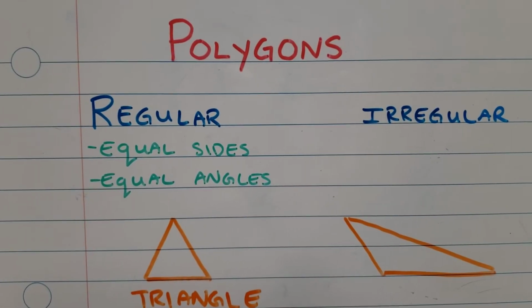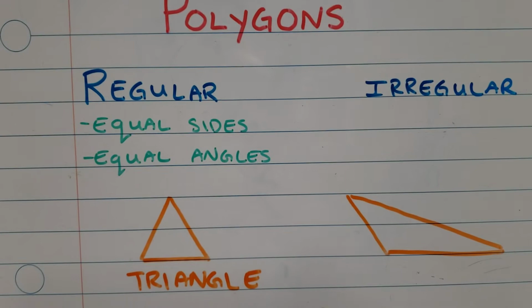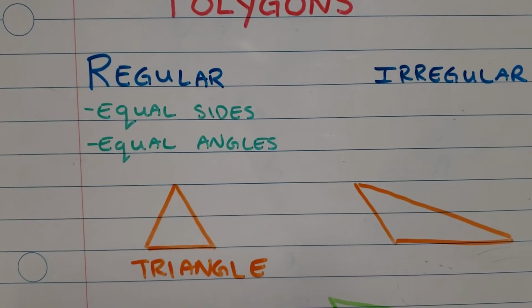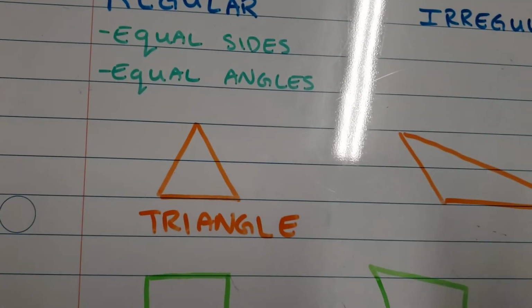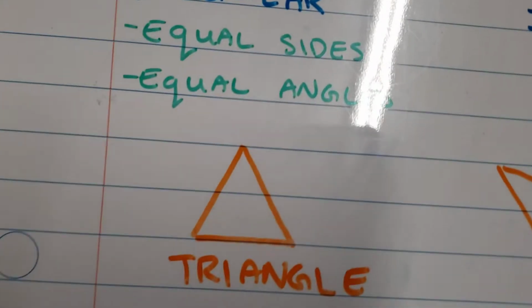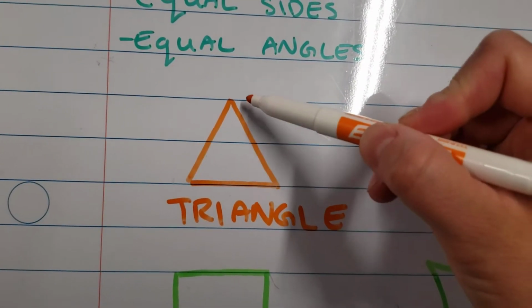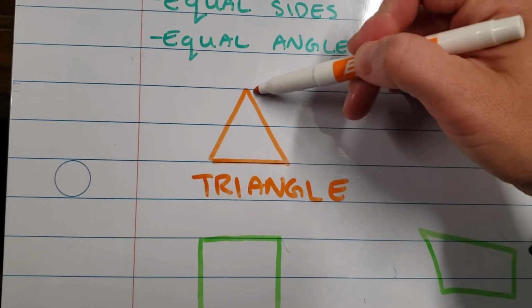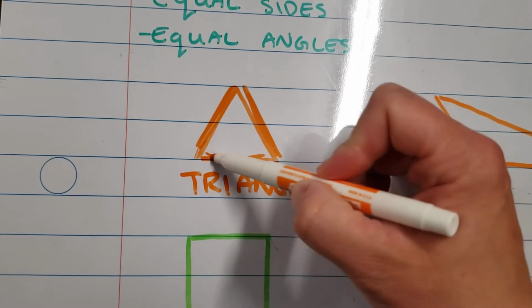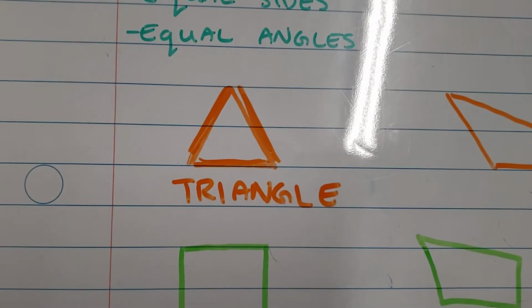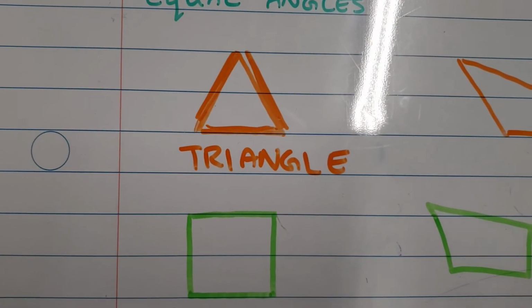So a regular polygon has to have all sides equal and all angles equal. What that means, let me just grab my little marker here. Let's say, for example, a triangle. A side is the part that makes up the shape, the part that goes up and down, that is the side, okay? And so for something to be regular, the sides all have to be the exact same length.